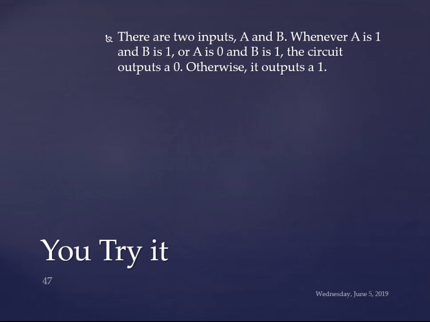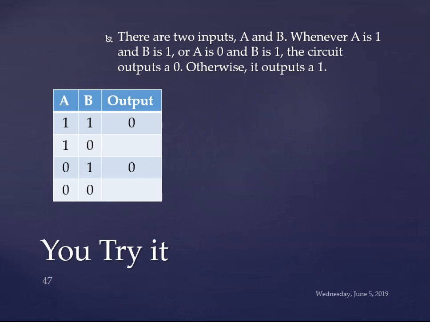All right, so just kind of paying attention to the words there. Whenever A is 1 and B is 1, or A is 0 and B is 1, you get a 0. So let's just represent that, okay? And then otherwise it outputs a 1, so there you go. Okay, so that's your table of operations, and then the two places where it shows up as 1 look like so.